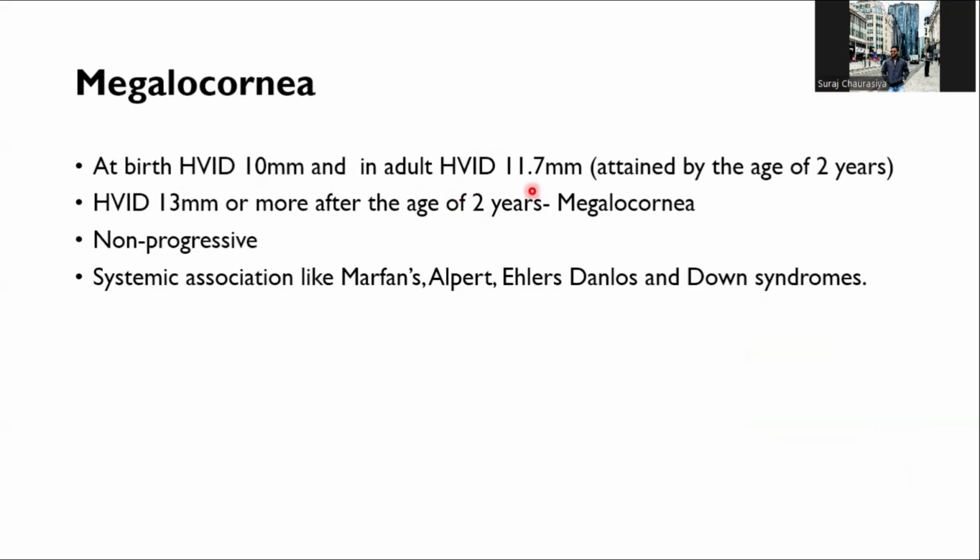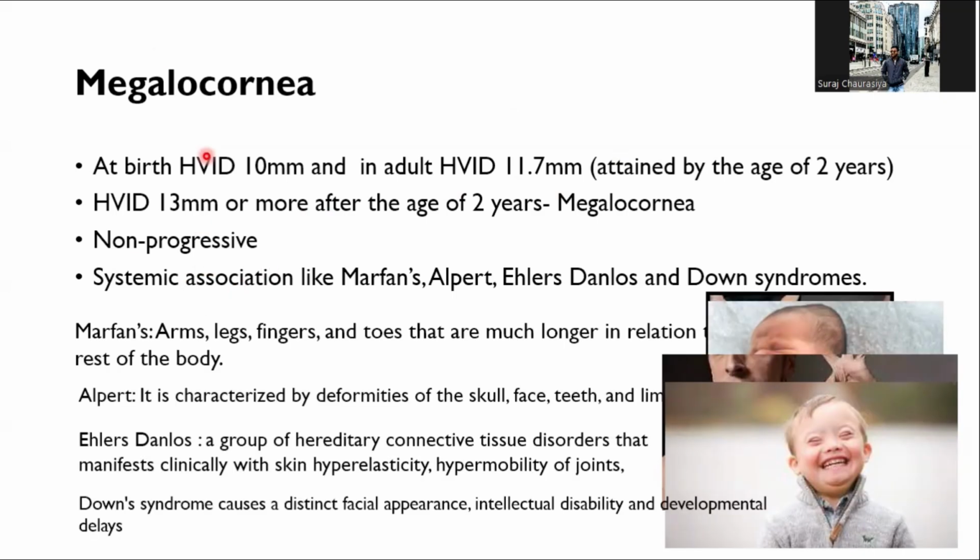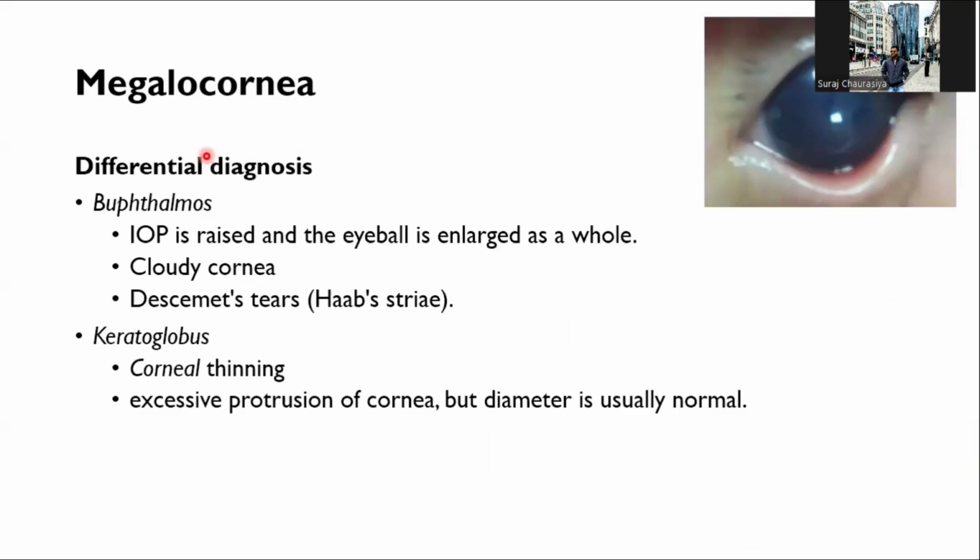And if the horizontal visible iris diameter is more than or equal to 13 millimeter, then it is called a megalocornea. Usually it is non-progressive, and there are some systemic associations with megalocornea, like Marfan syndrome, Alport syndrome, Ehlers-Danlos syndrome, and Down syndrome. There are some differential diagnoses of megalocornea.